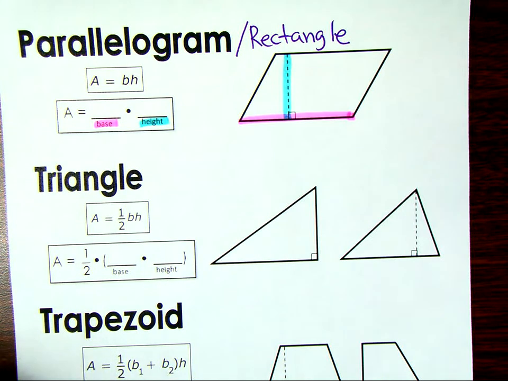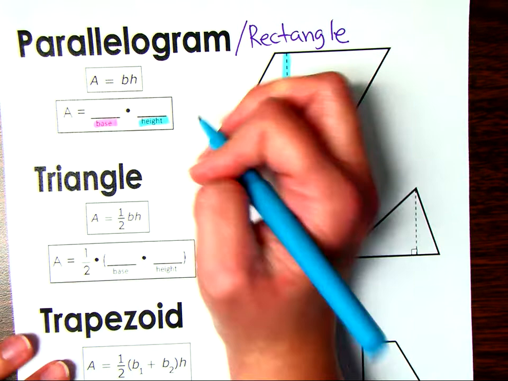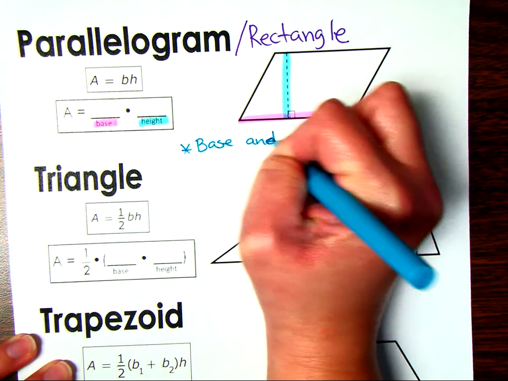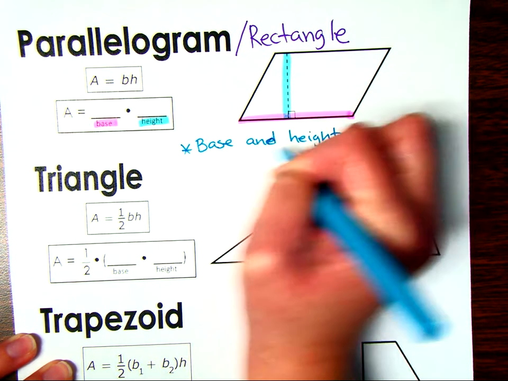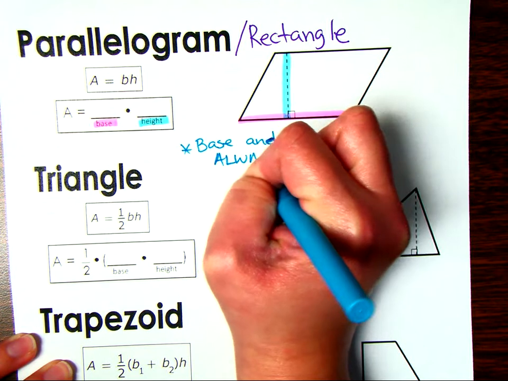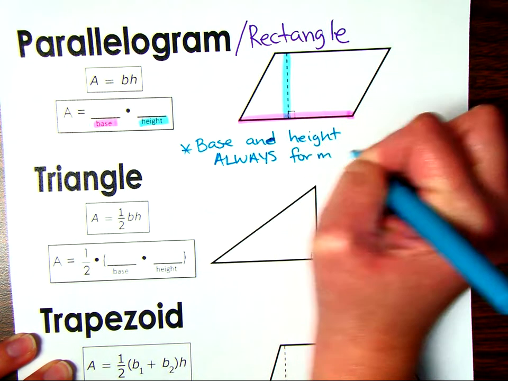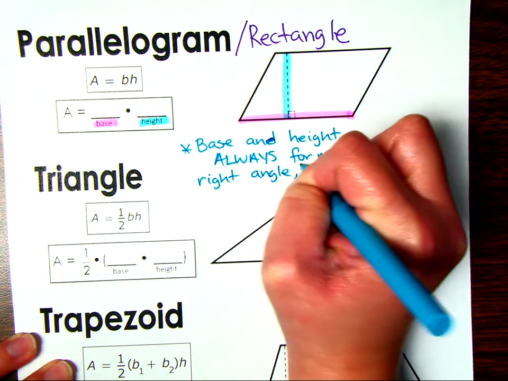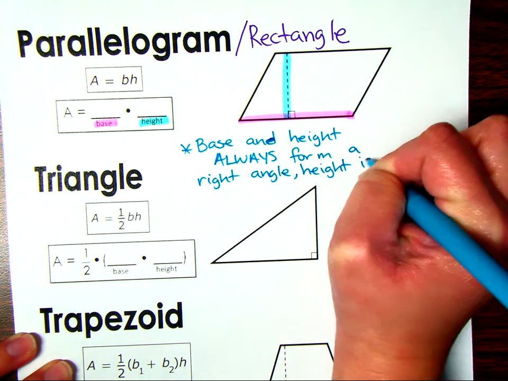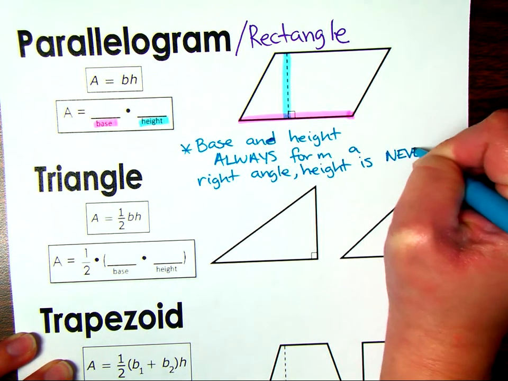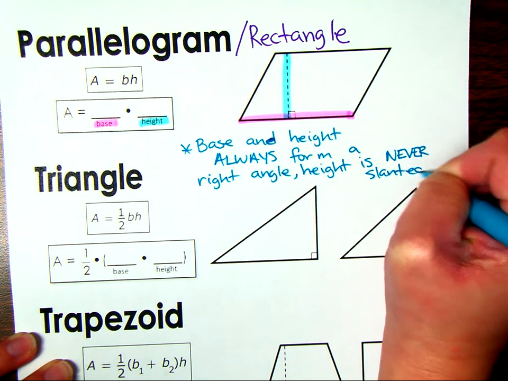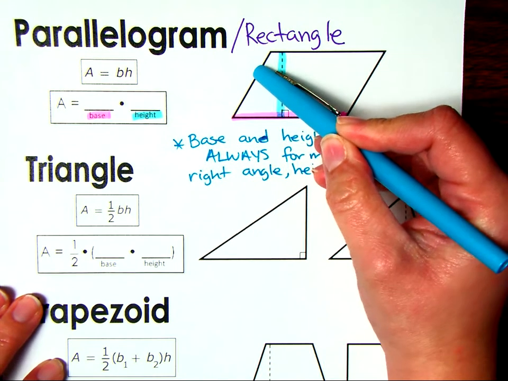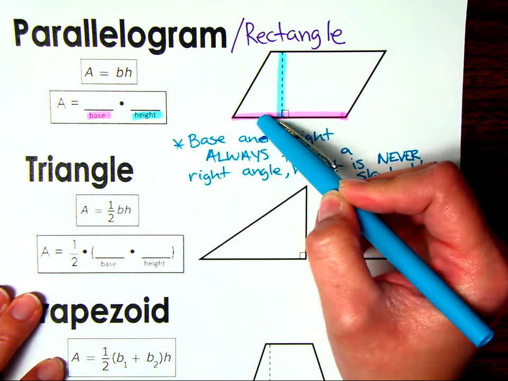Okay, important note that I'm going to put on here as well. Remember that the base and height always form a right angle. Your height is never slanted. So something we really want to make sure that you remember, because if they give you one of these side lengths, you don't want to use that for your height. That would be a trick answer if you did this base times that height.